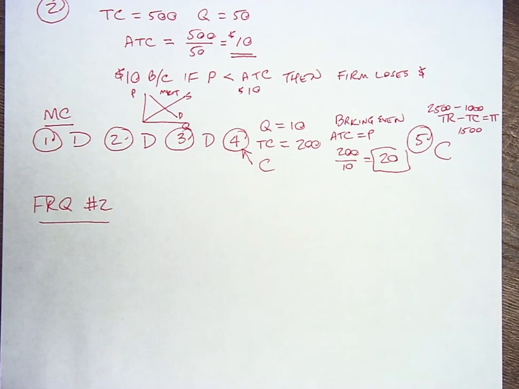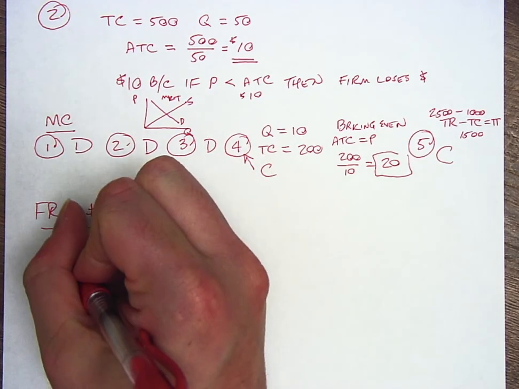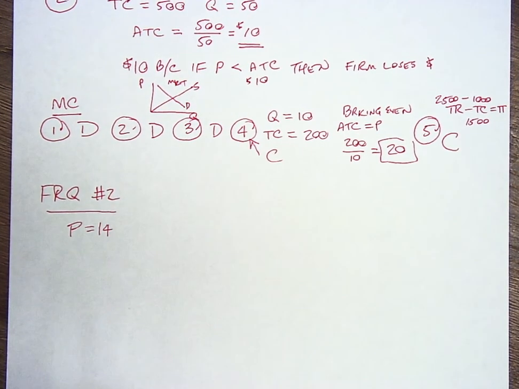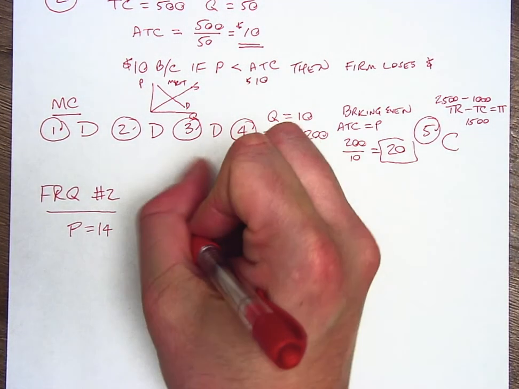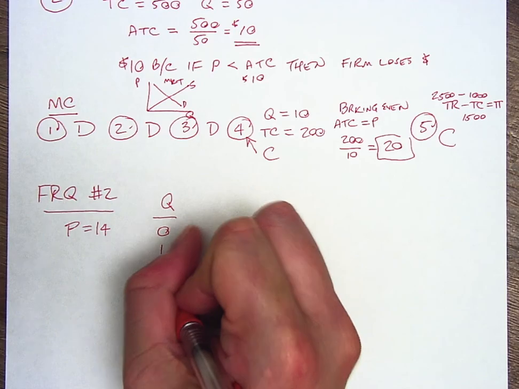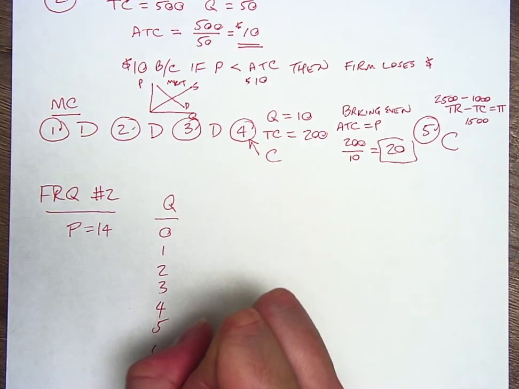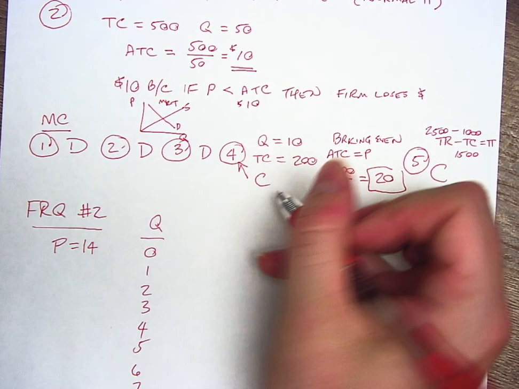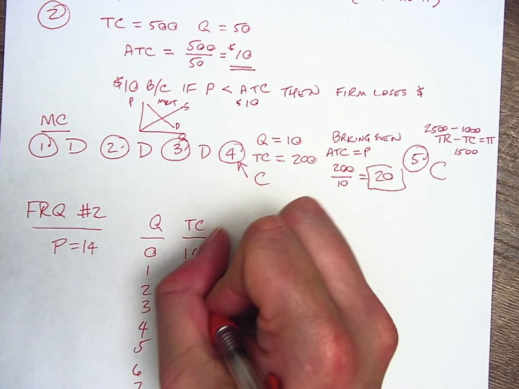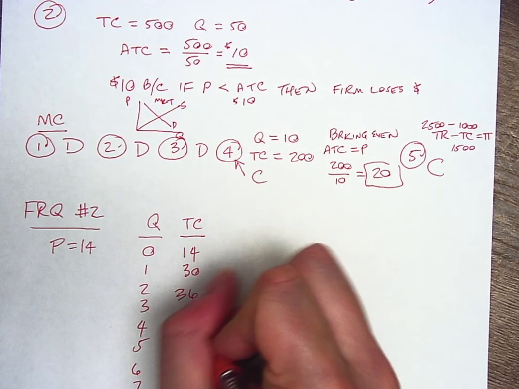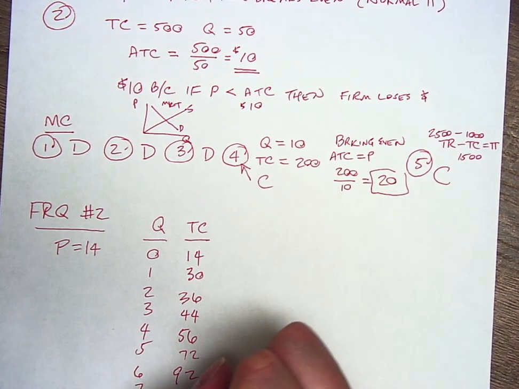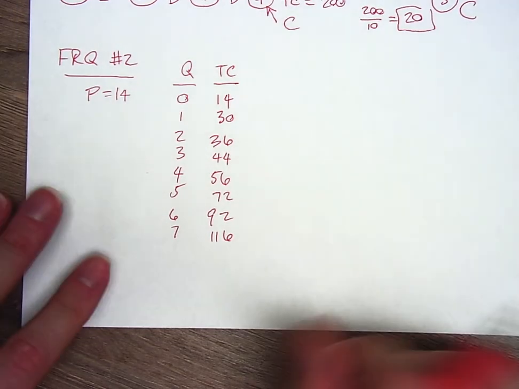Okay. And here it says, refer to the table, price is equal to $14. Price equals 14. I'm just going to write that there. And it says, calculate the firm's marginal cost at each quantity. So we have quantities, and so this means we're going to have to rewrite some things here. Quantity 0, 1, all the way down to 7. 2, 3, 4, 5, 6, 7. And then it gives us the TC values, and I'm just going to write those so that it's a little easier. 14, 30, 36, 44, 56, 72, 92, and 116. So again, these are just the values that are given to us in the book.